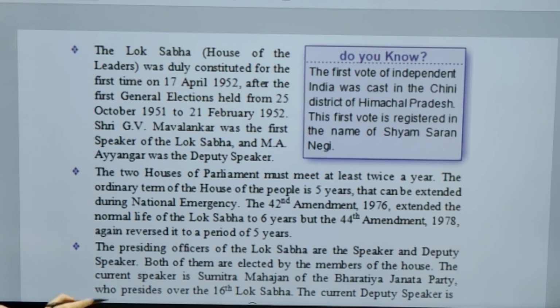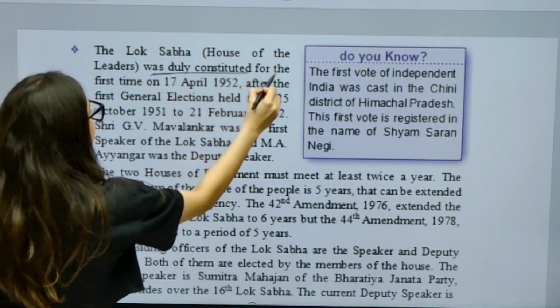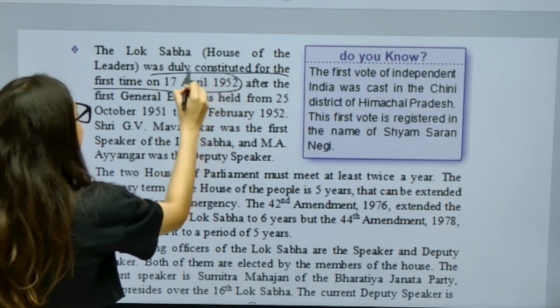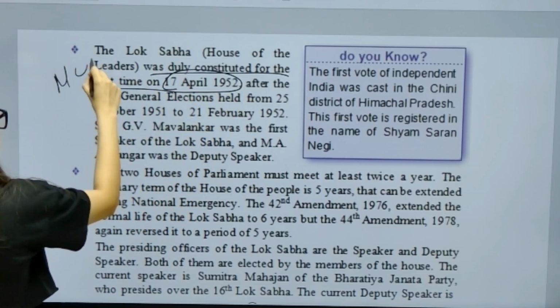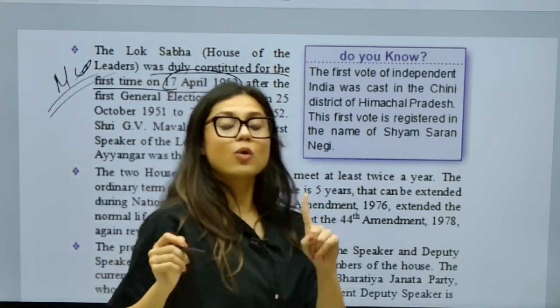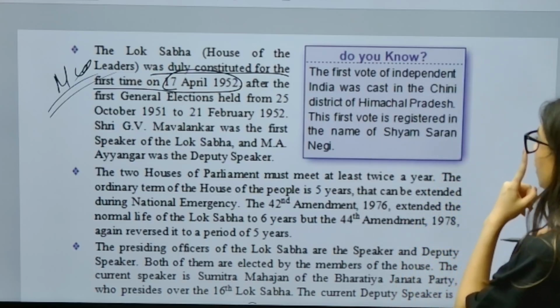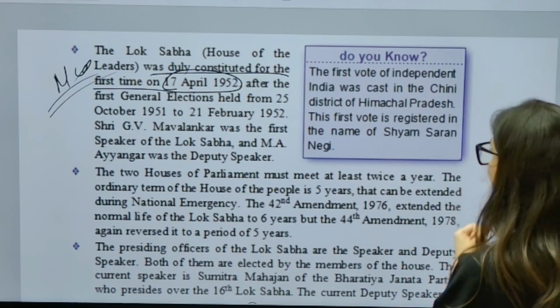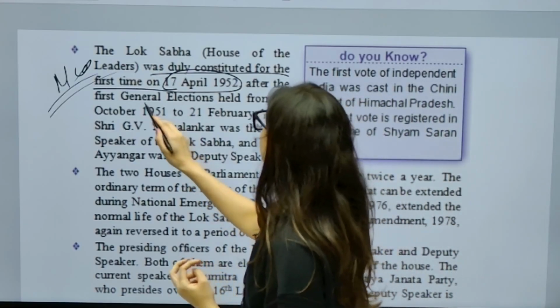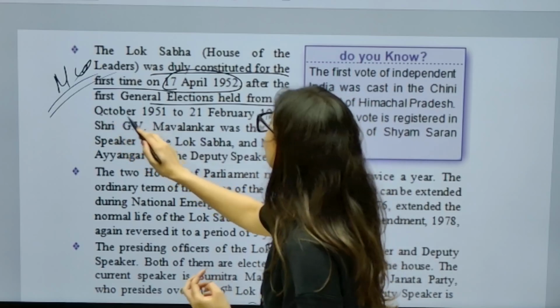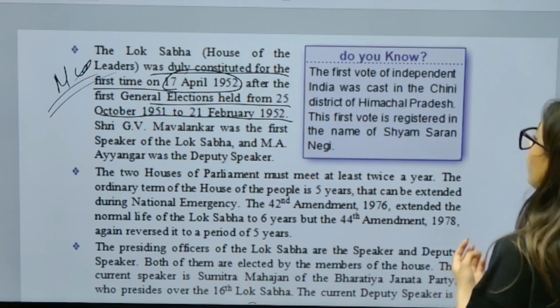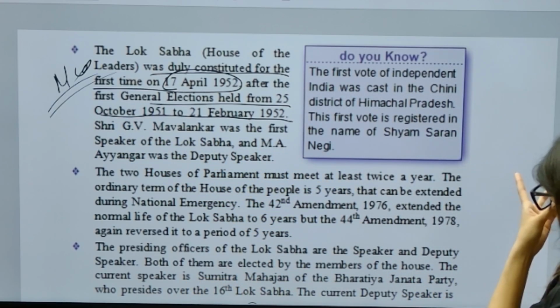Then Lok Sabha is also known as the House of Leaders. It was constituted for the first time on 17 April 1952, MCQ. First time, the first Lok Sabha of independent India, 17 April 1952, after first general elections held from 25th October 1951 to 21st February 1952.